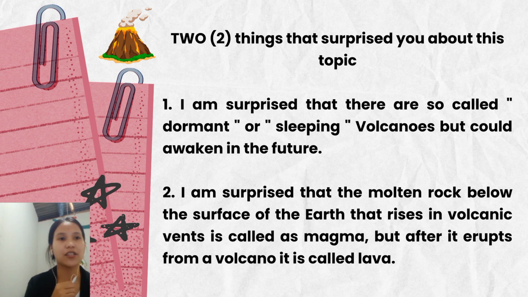Kanina po, 2 things that surprise you about this topic. So, duha ang gipangayo, therefore, duha ra po ang ihatag nga answer sa students. So here, I am surprised that there are so-called dormant or sleeping volcanoes, but could awaken in the future. Second, I'm surprised that the molten rock below the surface of the earth that rises in volcanic vents is called as magma. But after it erupts from a volcano, it is called lava.